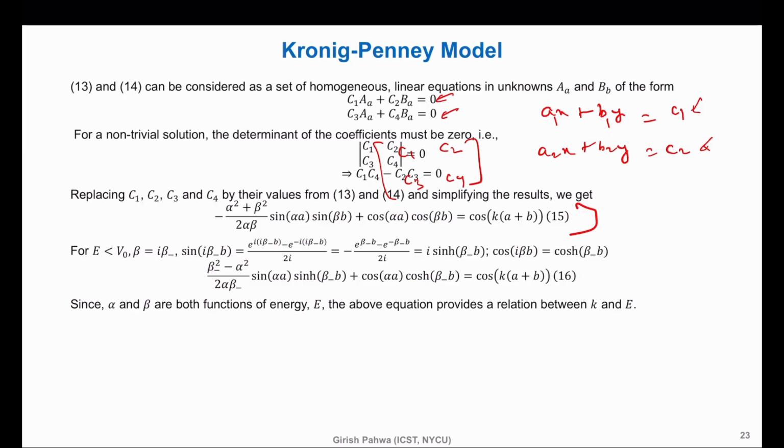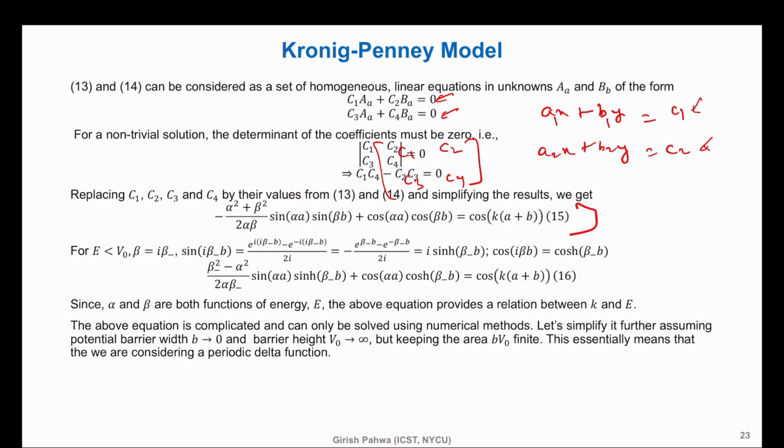So as I said, alpha and beta are functions of energy, and it's a relationship between k and E. That's what we wanted, but it is still a little complicated to solve. So what we are going to do is make some approximations. I'm going to make an approximation that b is very small, not 0.